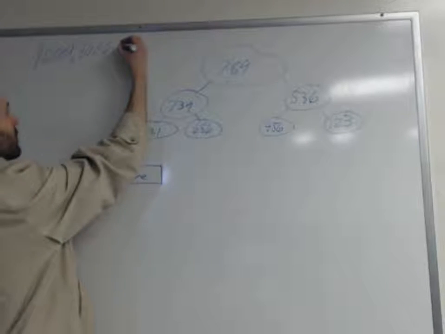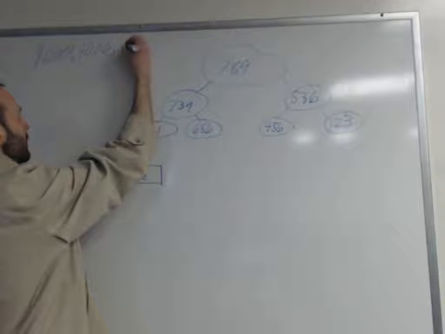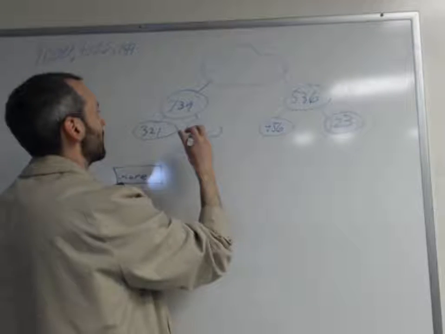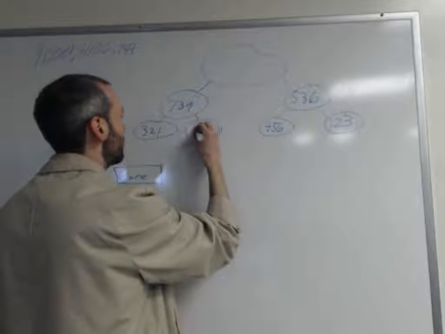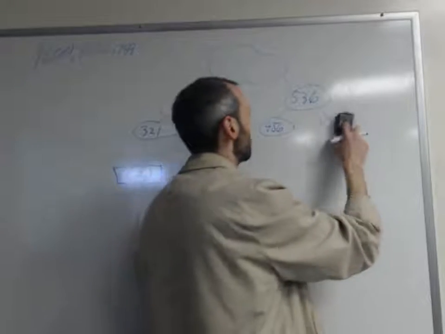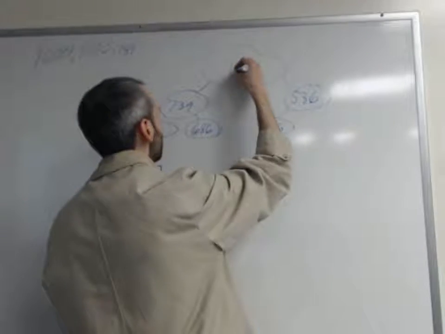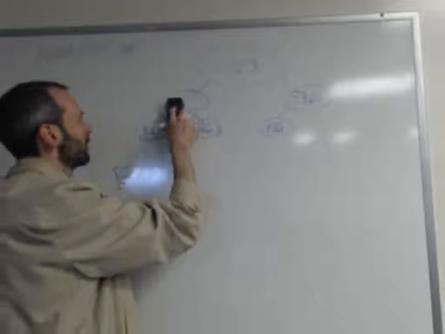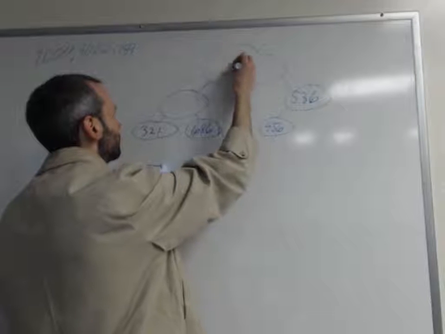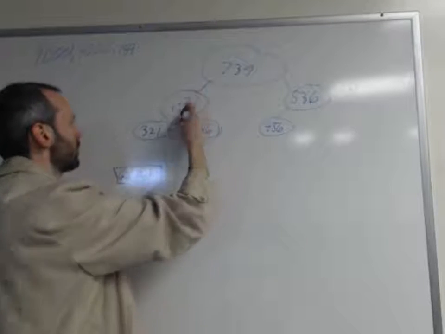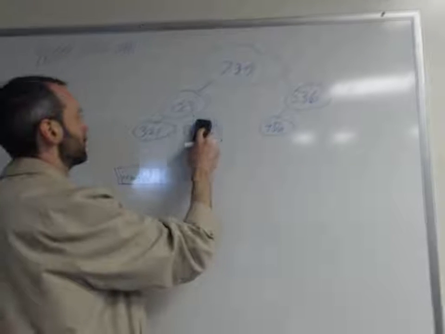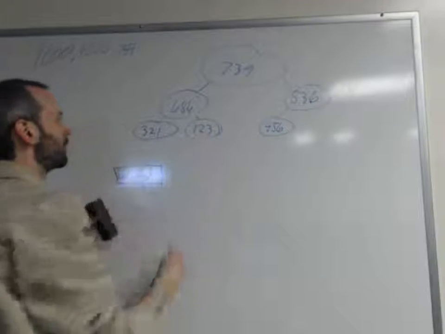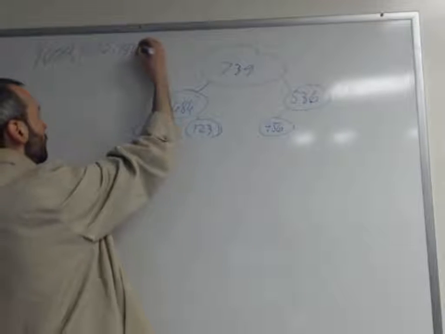All right, so let's remove the largest, which is 7, 7, 9. And then we got to put the 1, 2, 3 up there. What do I swap with? 739. Any more swaps? Yes, 686. Are we done? Yes. All right, I'll remove the largest.